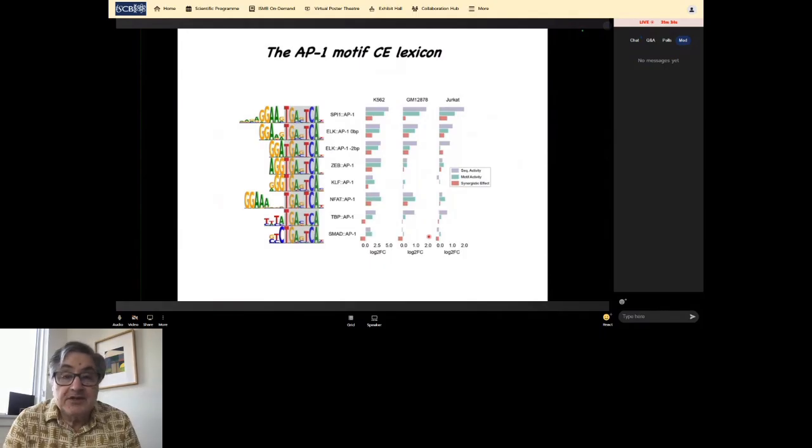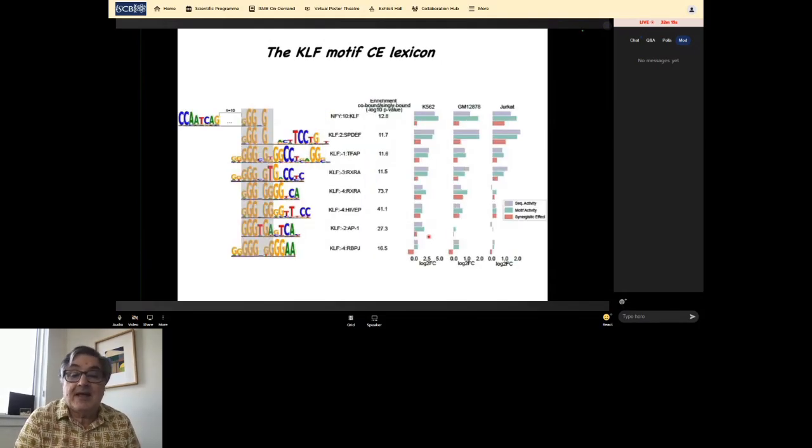By way of example, I just want to show you that if you look at the AP1 motif and its CE lexicon, in other words, other motifs that it's stereospecifically juxtaposed with, this is an example of the diverse set of composite elements that are constituted by the AP1 motif. And I need not emphasize the fact that the AP1 family of transcription factors functions in a diverse set of cell types in response to a variety of signaling systems. Therefore, it's not surprising that it has an elaborate CE lexicon. The same is the case for the KLF family, and one can systematically see how particular TF motifs have been combinatorially expanded through their inclusion in these composite elements.